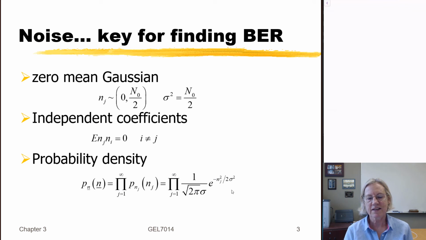And so this is the Gaussian distribution for each one of these coefficients. So the coefficients are independent and identically distributed. They're IID, which is this density.